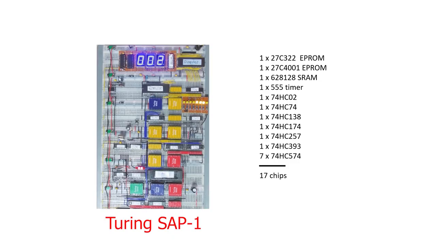The first two chips on the bill of materials are EPROMs, which are also known as erasable, programmable, read-only memories. I have discussed these at length in other videos, but I'm going to go over the basics again here. You may want to skip this if you've seen it before.